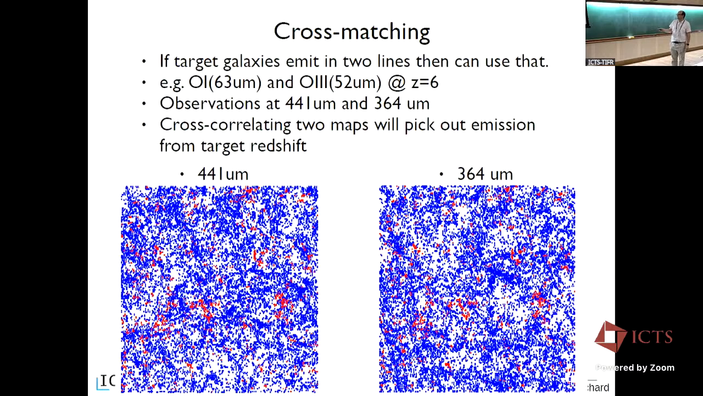And the same over here. But if you compare these two, then these red dots are essentially the only ones that are common between the 2 maps. And so by cross-correlating them, you can pick out the handful of galaxies that correspond to redshift 6. This is a technique that's often used for identifying lines in individual galaxies, and we can apply it to these kinds of intensity mapping surveys as well.